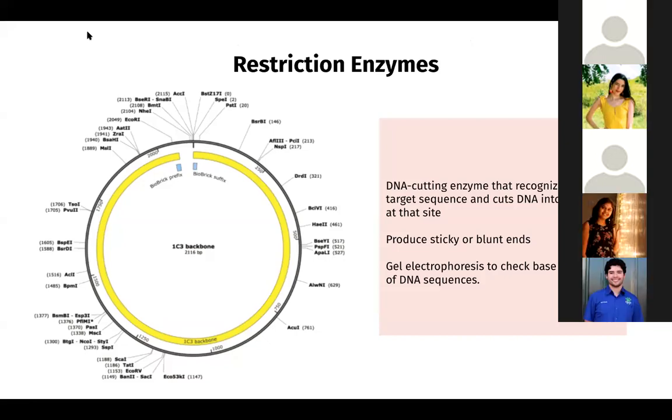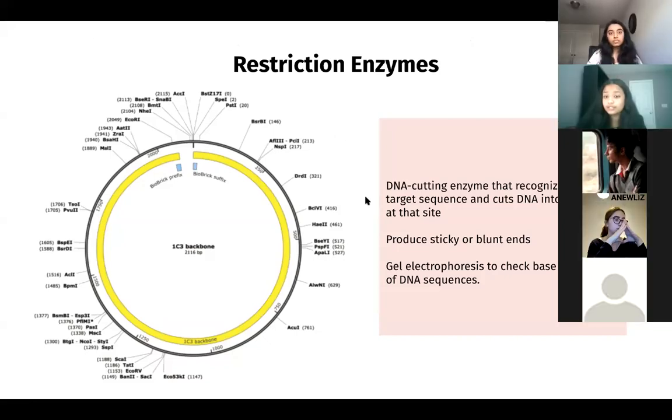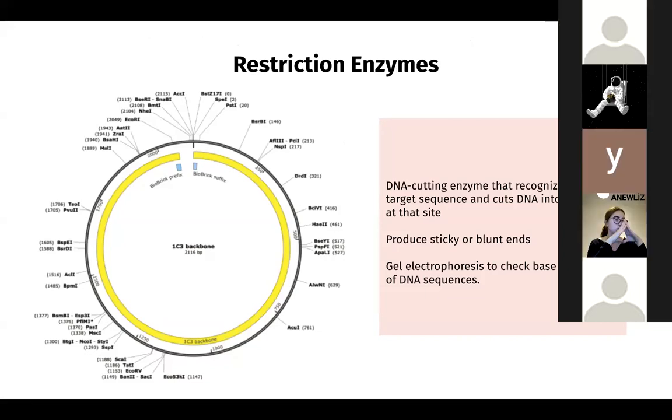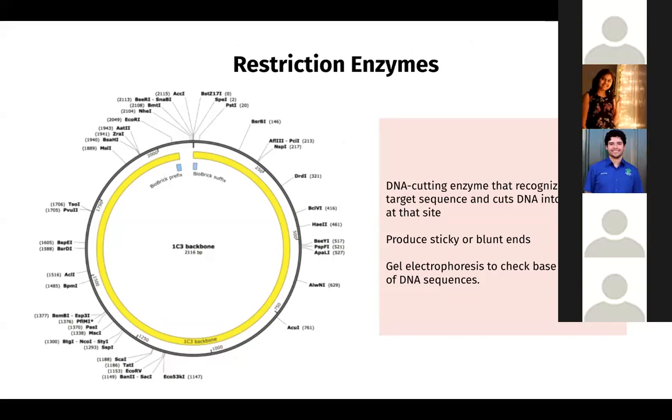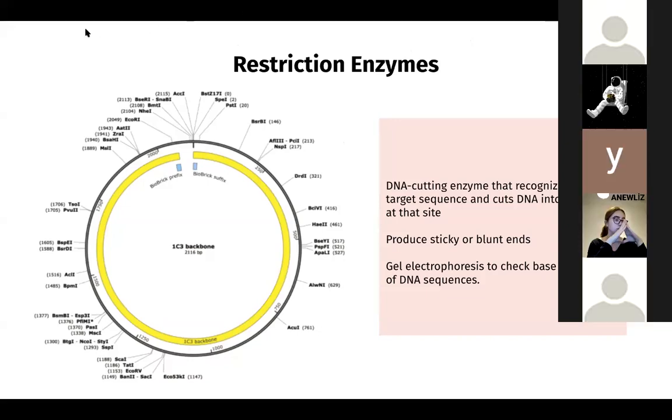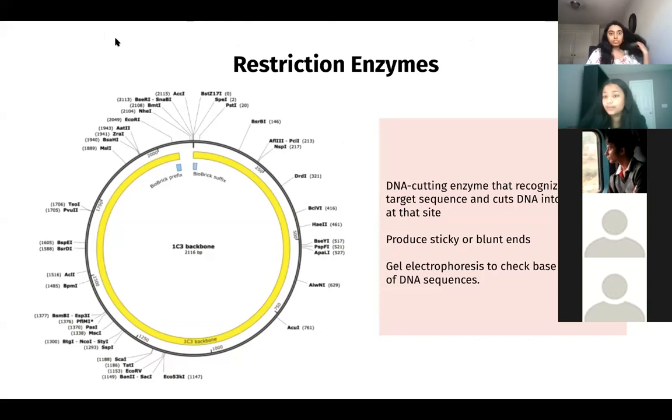After you do your digestion, you're going to want to run a gel electrophoresis, which we'll also talk about in more detail later. This is to check your base pair length. So if you were doing a restriction digest and you're expecting to get 1400 base pairs, then on your gel electrophoresis, it should read 1400 base pairs. If it's like 300, then you know that something has gone wrong in your digestion.